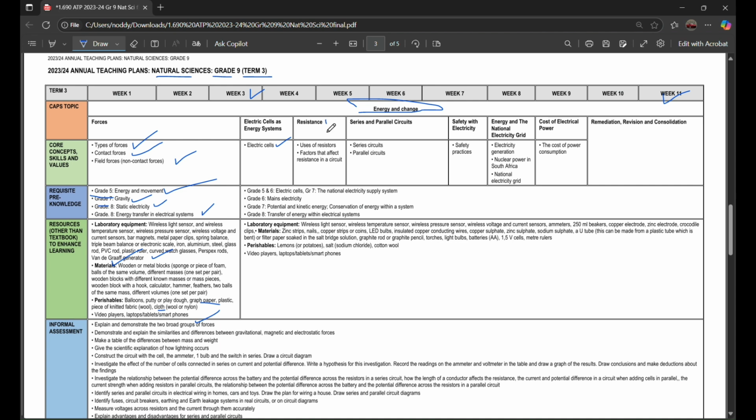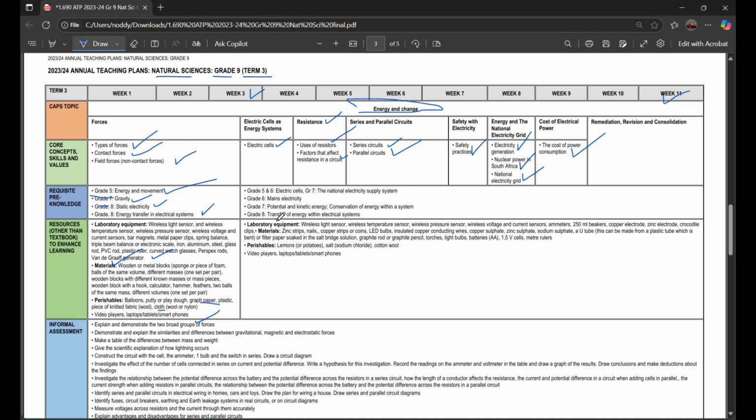And then you're going to learn about the resistance, like the use of resistors, factors that affect resistance in a circuit, series and parallel circuits, series circuits, parallel circuits, safety with electricity, safety practices, energy and the national electricity grid, electricity generation, nuclear power in South Africa, national electricity grid, cost of electrical power, the cost of power consumption.